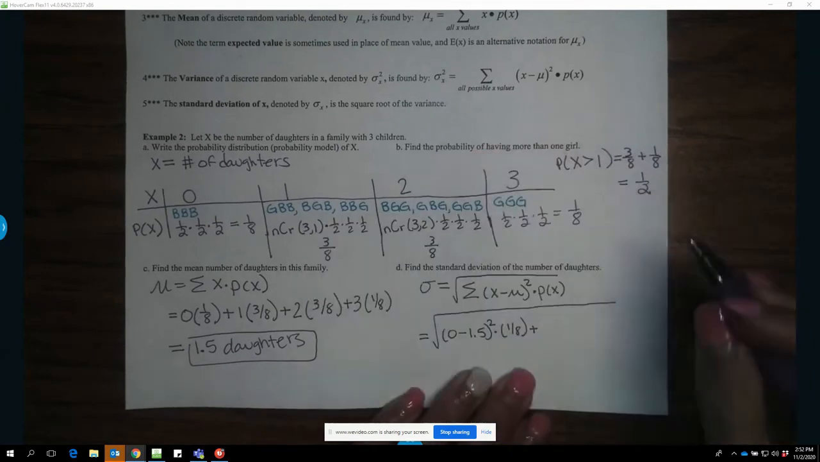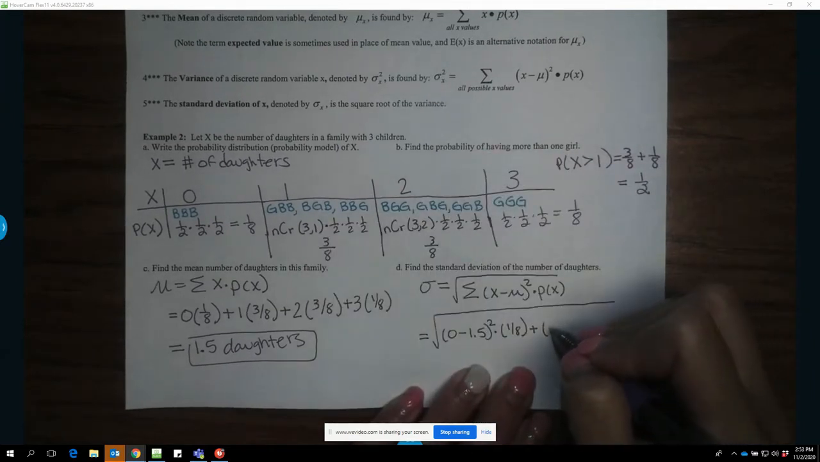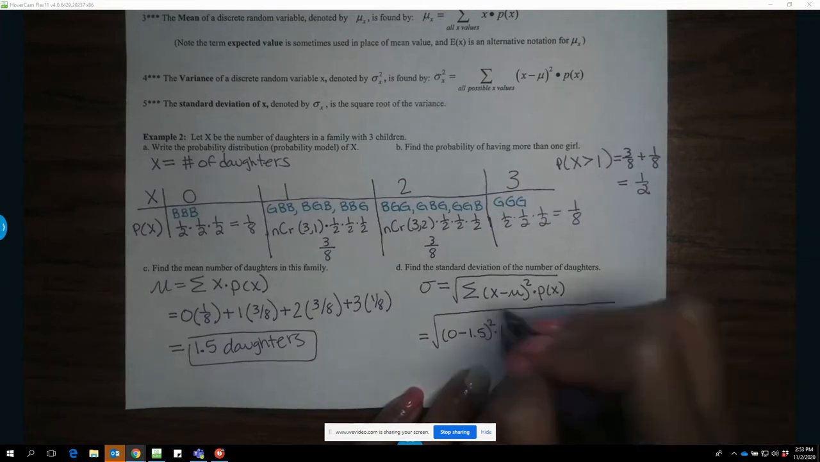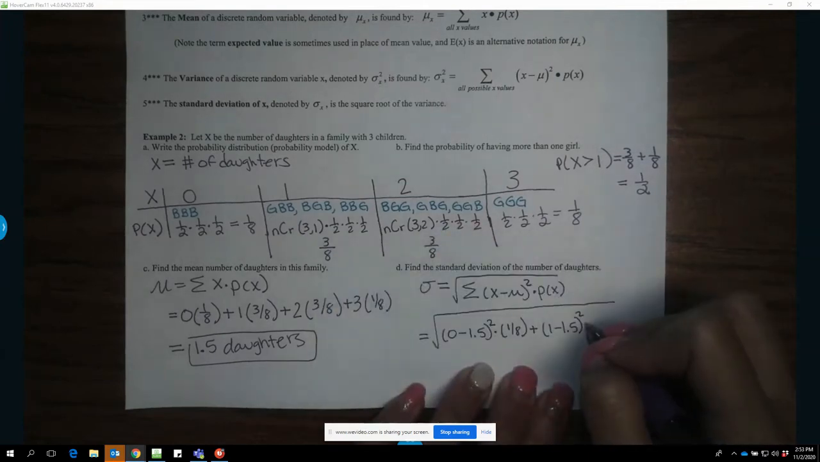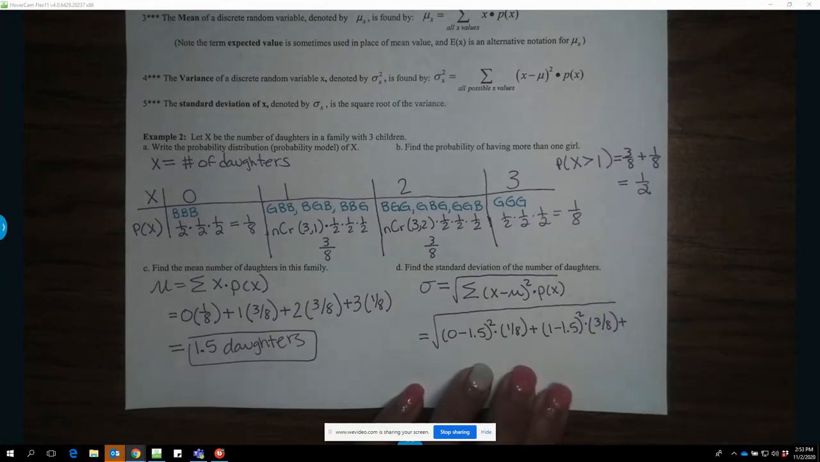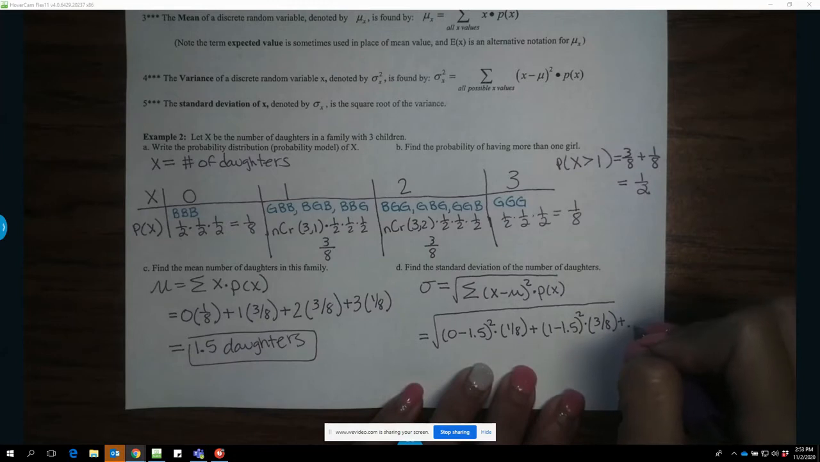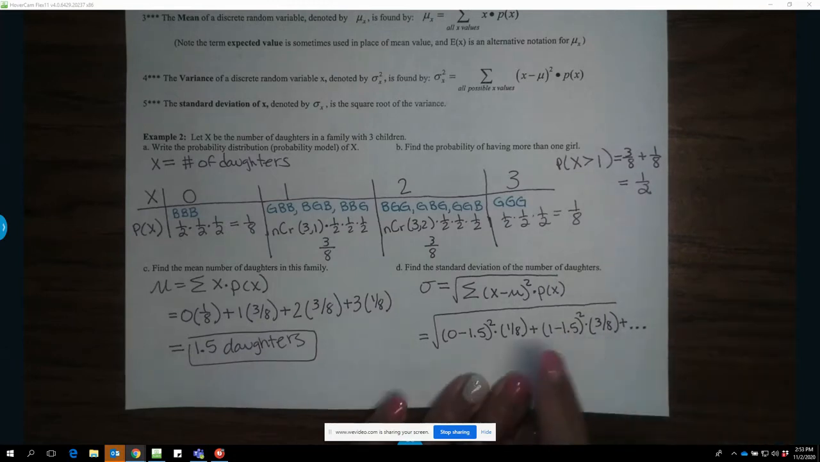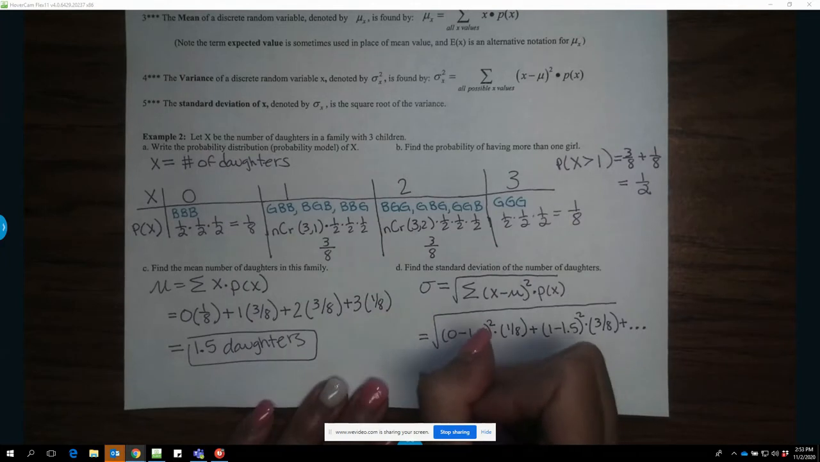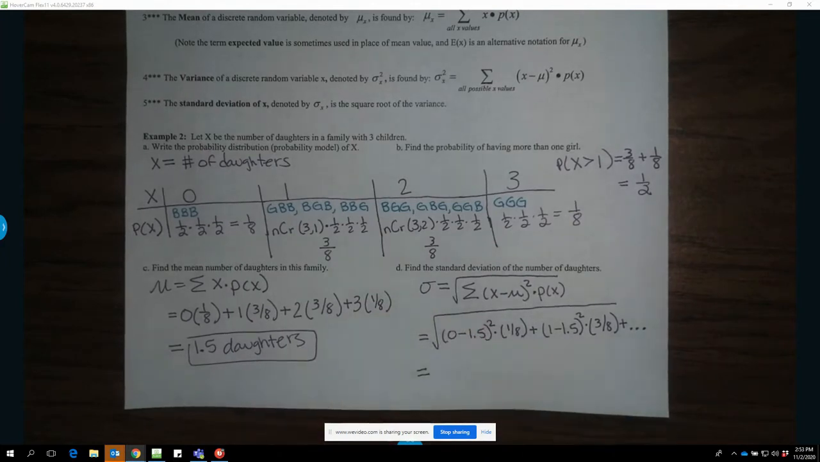Plus, okay, you're supposed to keep going, like the next X value is 1. So 1 minus 1.5 squared times its probability, so 3/8. Plus, okay, technically when there's a bunch of numbers, you can just put like dot, dot, dot, and just show like 2 substitutions. So I already showed 2 substitutions, so I'm just gonna go dot, dot, dot for the rest, so we don't have to keep writing it. And now you need to put that in the calculator.